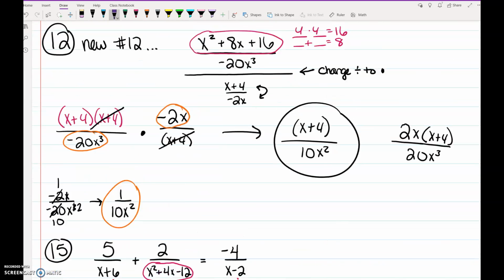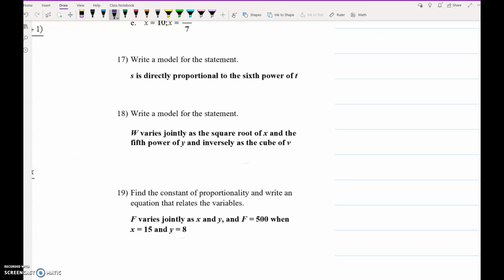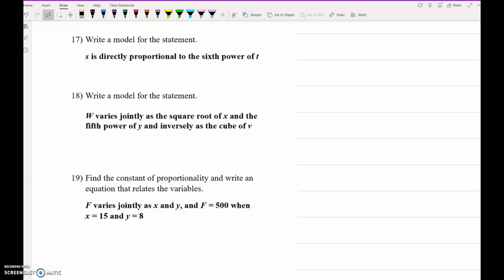For 17, 18, and 19, I'm going to go to the actual review so you can see what it says. S is directly proportional to the 6th power of t. Directly means multiply. It means k times. So S equals k times t to the 6th.